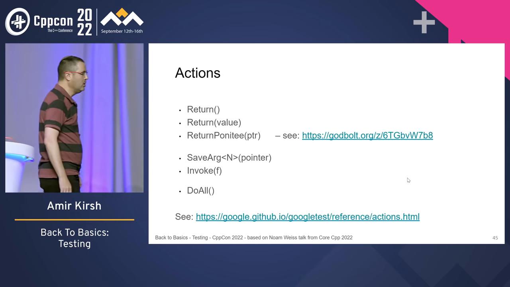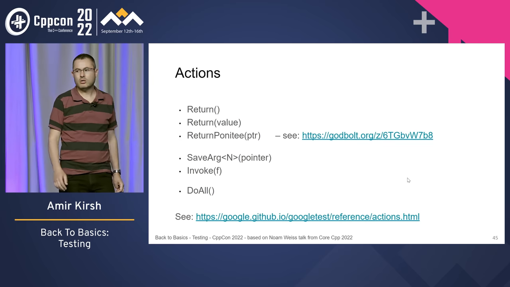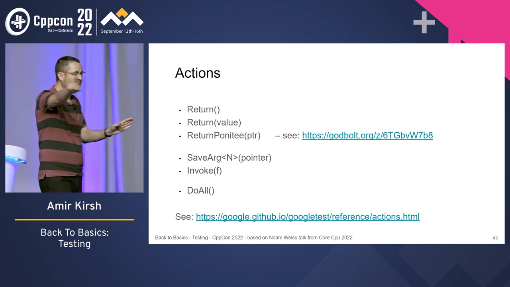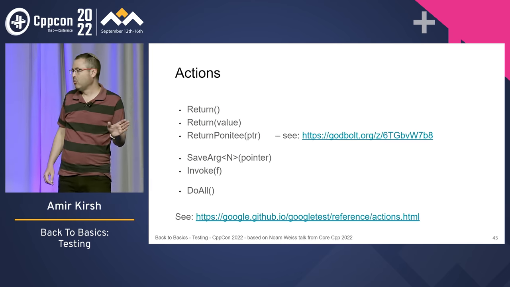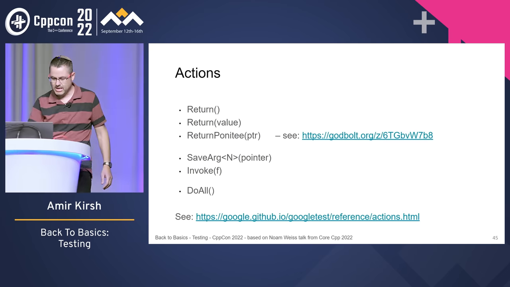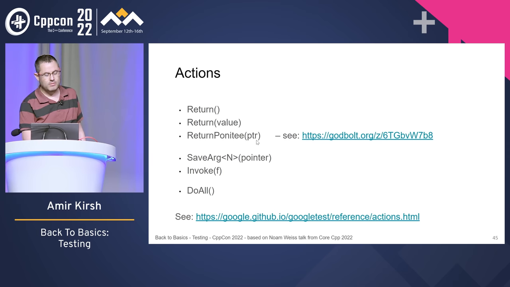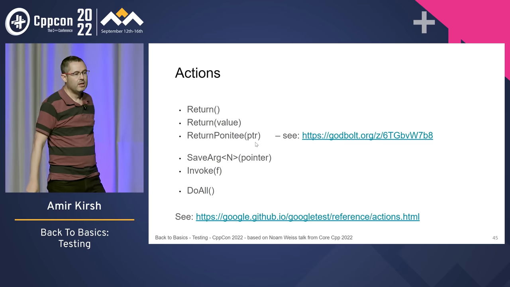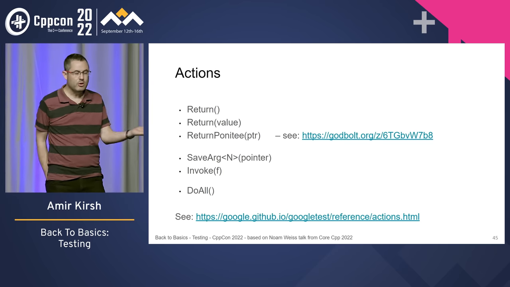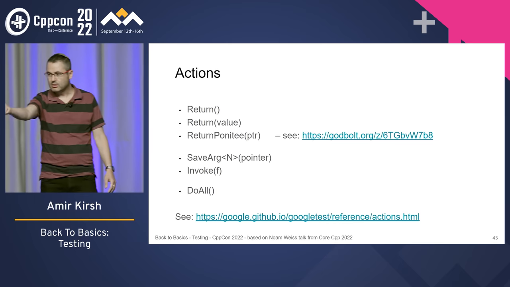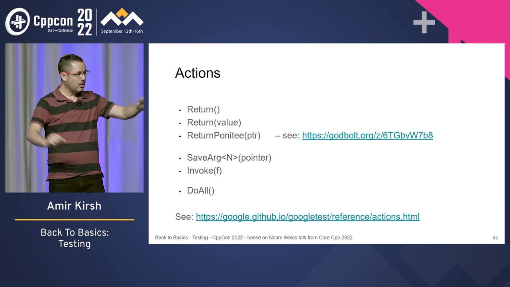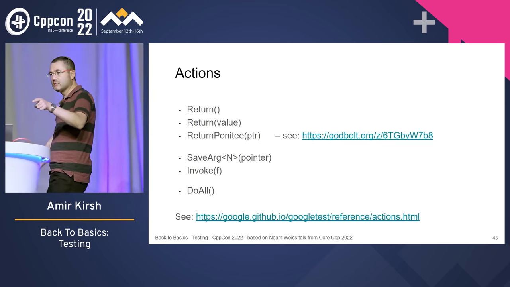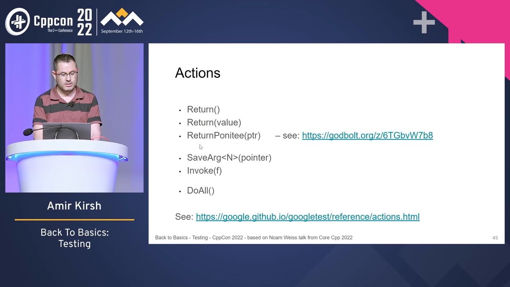Actions. You can, in your mock, create actions, like saying, okay, I want the mock to call an actual function. Or I want the mock to return. We just did that. Or I want the mock to return the value of a pointer. Now, let's talk about returning the value of a pointer. Usually, if I want the mock to return a value of a pointer, I could just use indirect. Take the pointer, put a star, and just return that. But it doesn't work. Let's see why. And this is the reason there is a ReturnPointee.